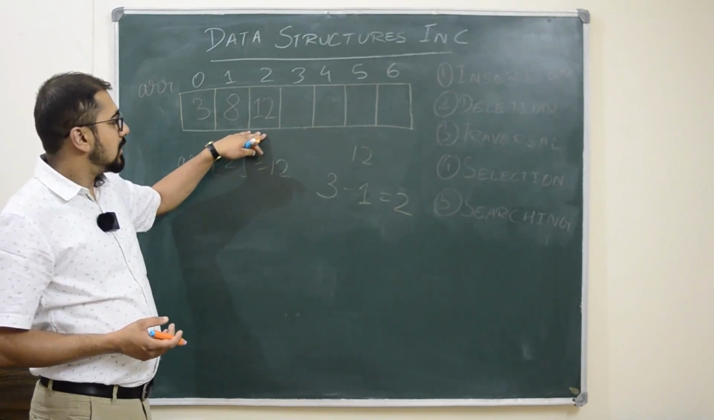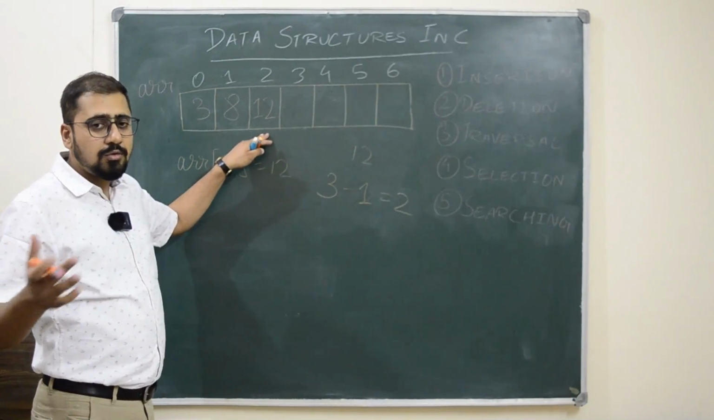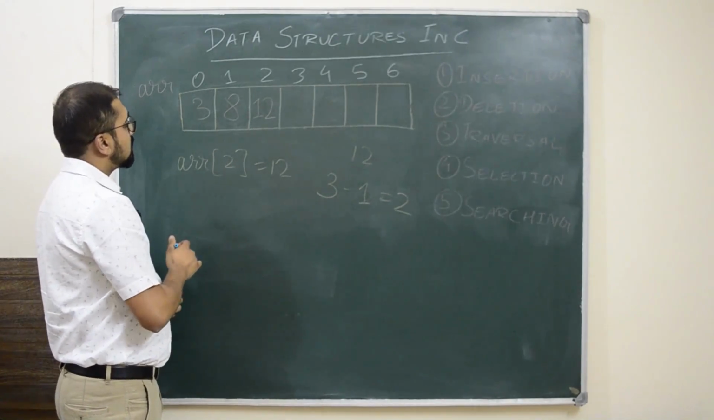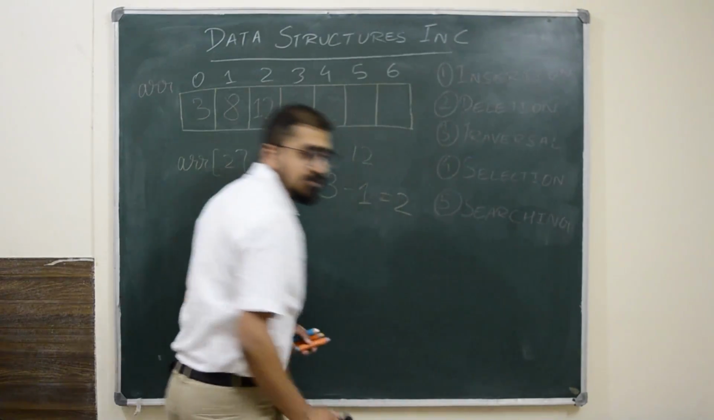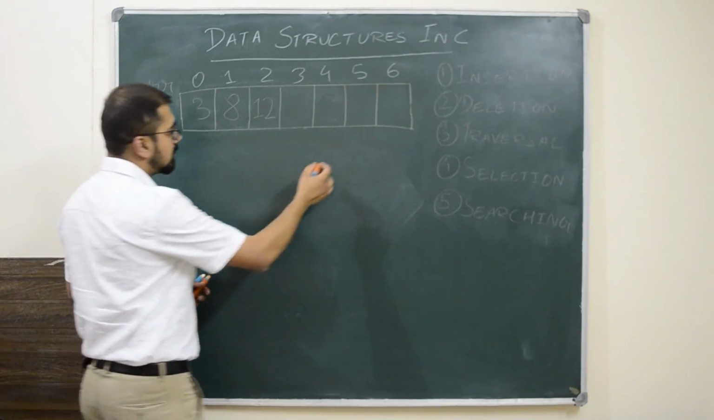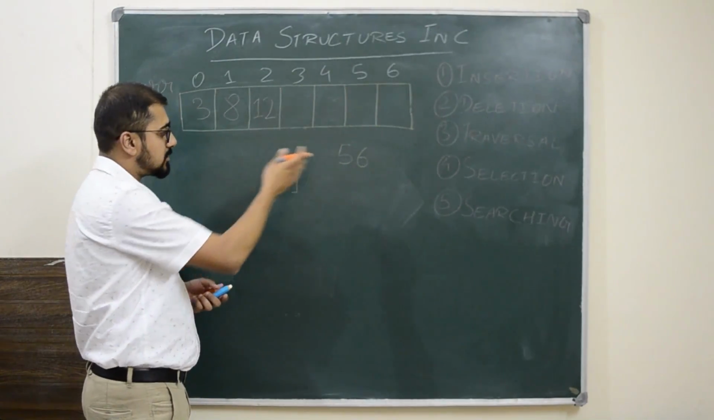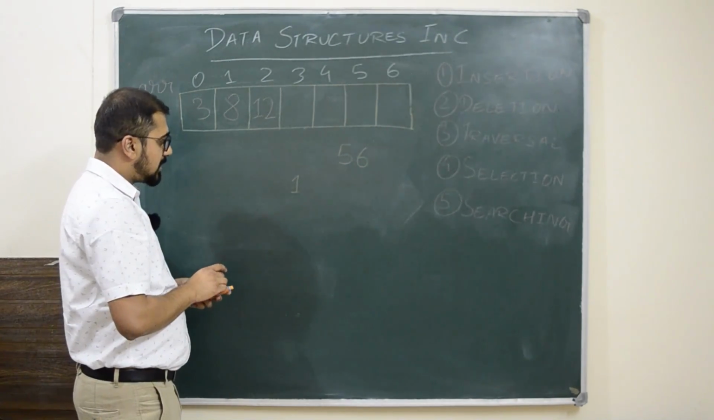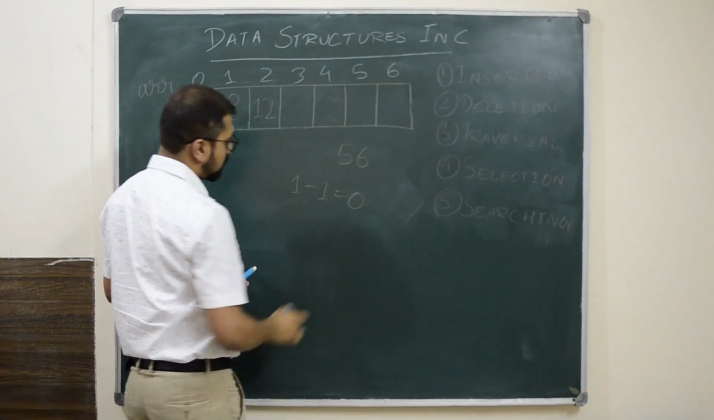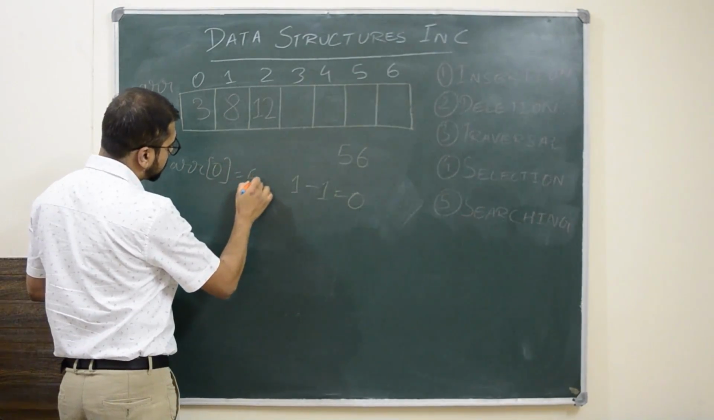So what do we have to do then? At that time, from that particular position to the last value, all the values have to be shifted towards the right. So now suppose we have to enter a value, let's say 56, at the first position. So the index would be 1 minus 1 equal to 0. So we cannot directly write here ARR of 0 equal to 56. We cannot write this directly.